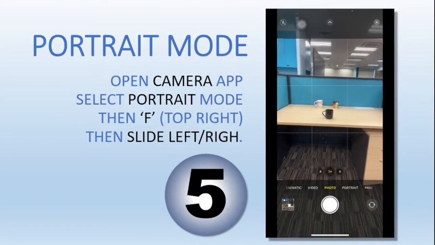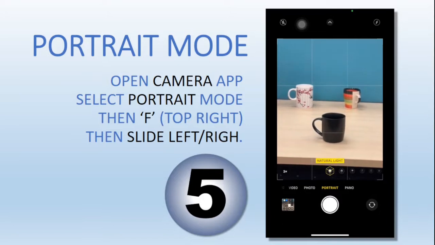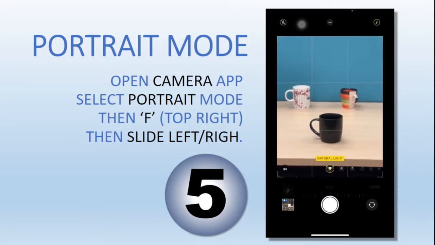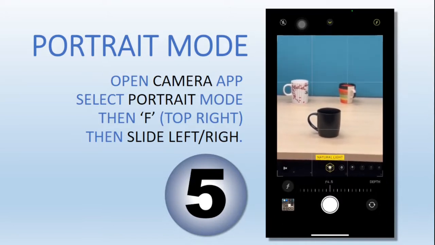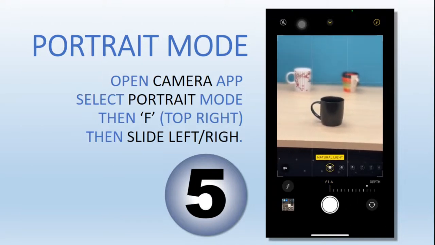Tip number 5, portrait mode. You can decide how much blur for the background in portrait mode. On the camera app, select portrait, then tap on F on the top right hand corner. Then slide left or right to adjust the amount of background blur.